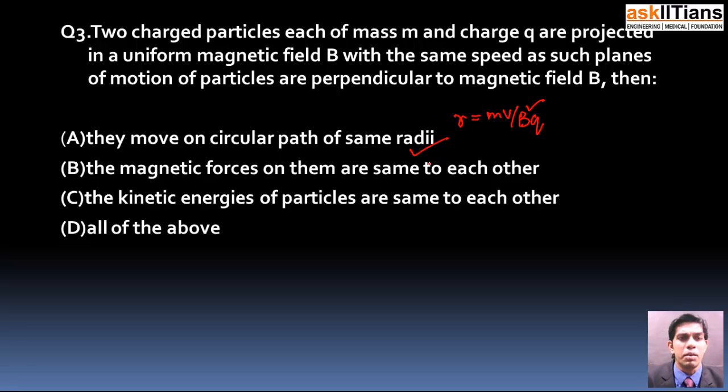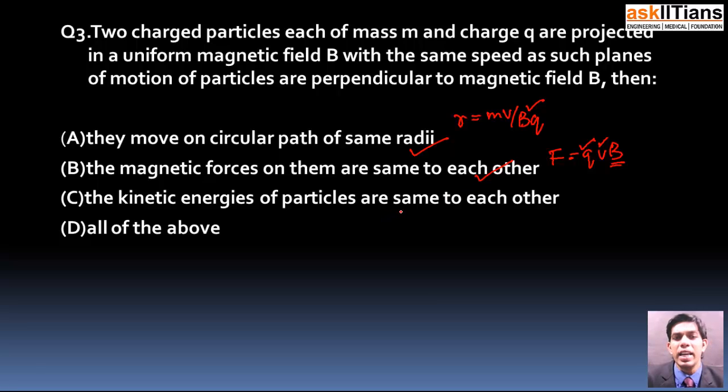Next statement, B. The magnetic forces on them are the same as each other. We know that the magnetic force F is equal to qvB. Again, the charge and the speed are one and the same for both particles, and B, the magnetic field, is common to both of the particles. Hence, the magnetic force is the same for both the particles. So B is also a correct statement.